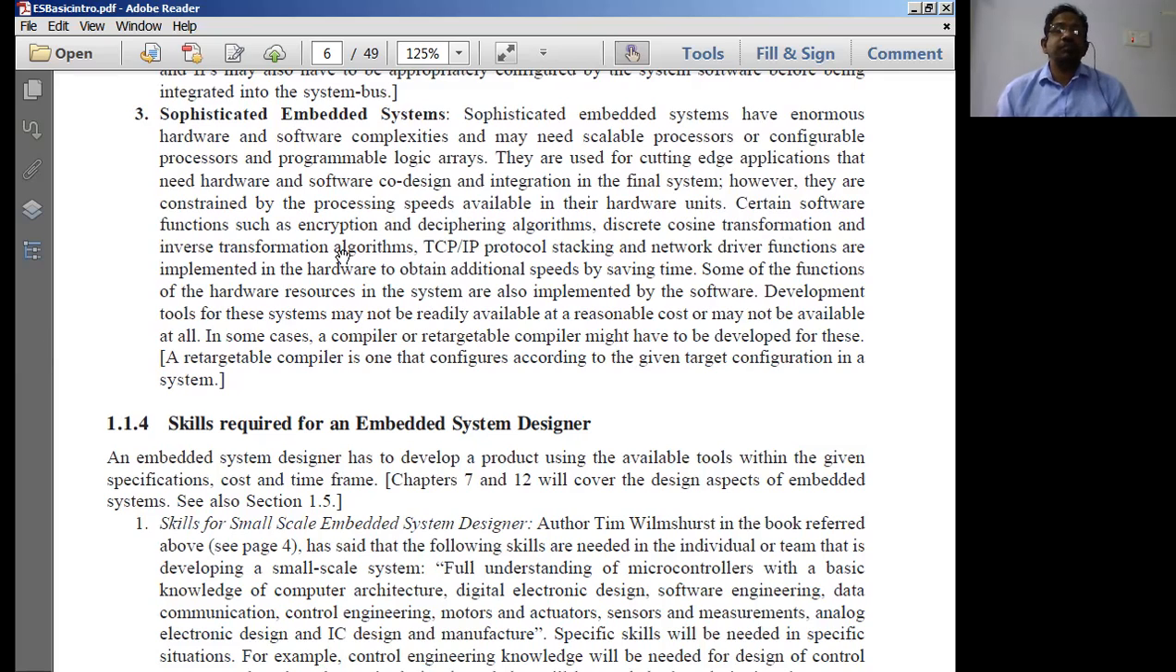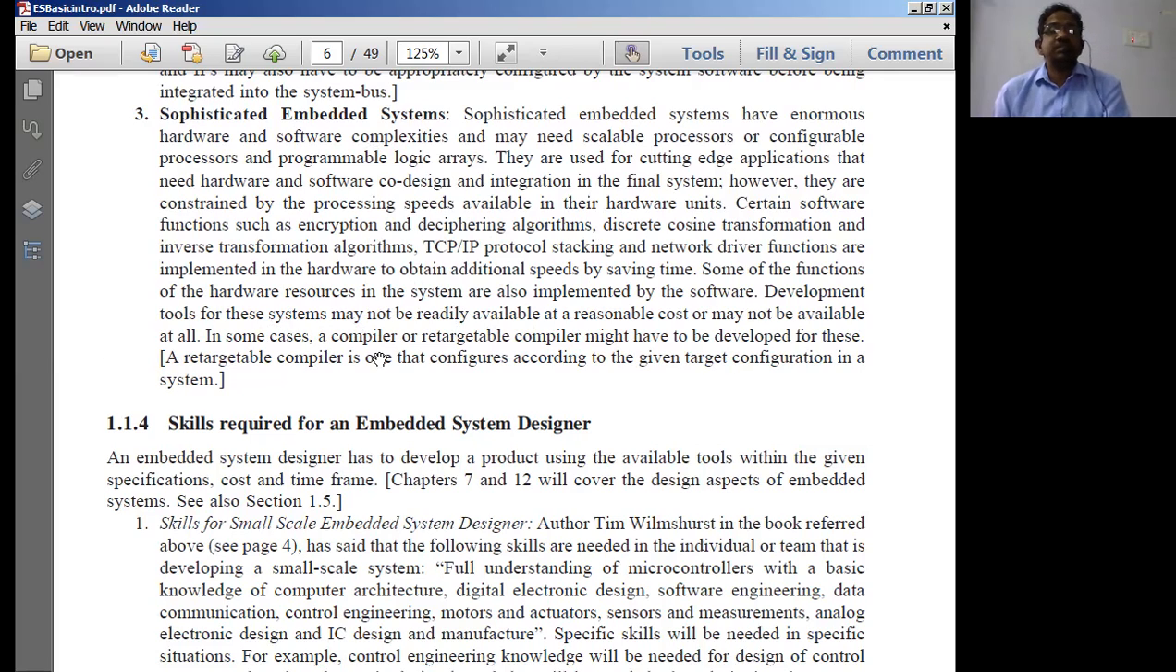So certain software functions such as encryption and deciphering algorithms, discrete cosine transformations, inverse cosine transformation algorithms, TCP/IP protocol stacking, and network driver functionalities are implemented in the hardware to obtain additional speed by saving time. All of this happens within customizable limits. Transformation techniques sometimes have to change. Ciphering and deciphering techniques and protocols used sometimes have to change. And the TCP protocol stack also sometimes has to change. So all this has to be customized, and that really can be done by using these sophisticated embedded systems.